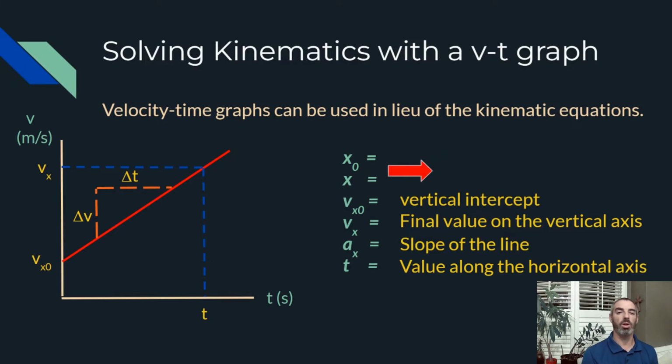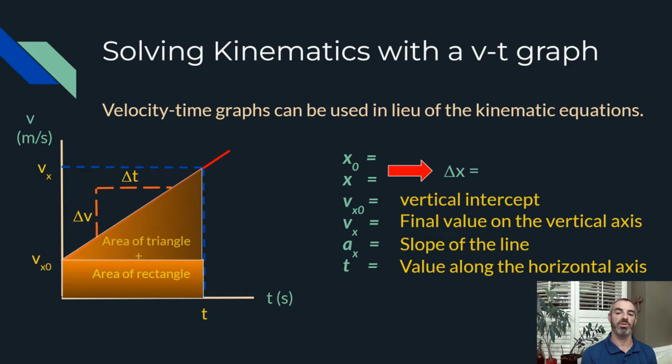Now we can also look at position, but initial and final position are not going to be found on the graph, but we can find a change in position. And the way we find a change in position is by finding the area. So we have the area of a rectangle and a triangle, we add those together, and that equals the change in position. So the area under the curve is the change in position. Now don't get alarmed. Yes, I know it's a line, but we call it a curve even though it's a line. All graphs are considered curves.